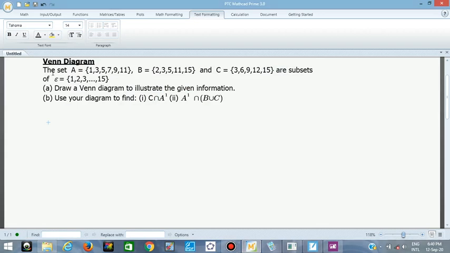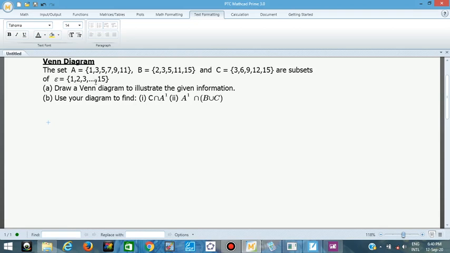So you can see this similar question on Venn diagram. It's talking about three sets also, A, B, and C. You see set A, we have 1, 3, 5, 7, 9, and 11. Then set B, we have 2, 3, 5, 11, and 15. Then set C, we have 3, 6, 9, 12, and 15. So they are all subsets of the universal set. So this universal set is numbers from 1 to 15.